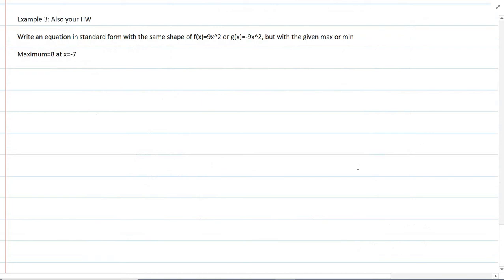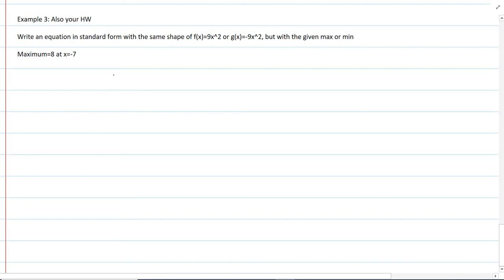Alright guys, let's look at the last example. This example is actually from your homework. It says write the equation in standard form with the same shape of f of x equal to 9x squared or g of x equal to -9x squared, but with the given max or minimum. In this case, it's a maximum equals 8 at x equals -7.